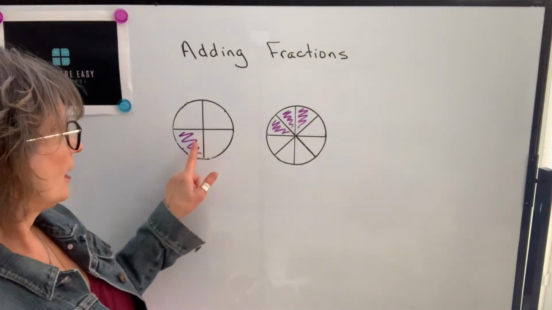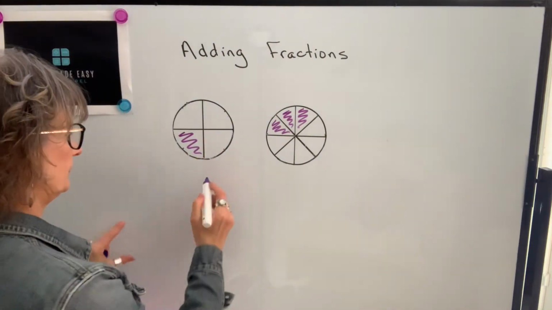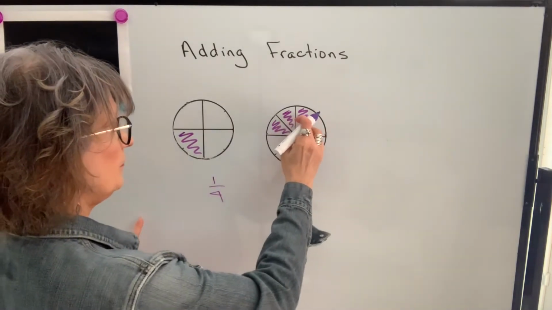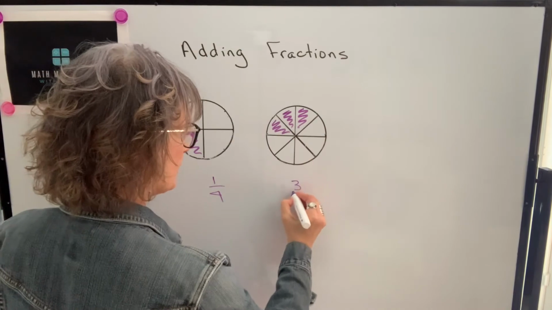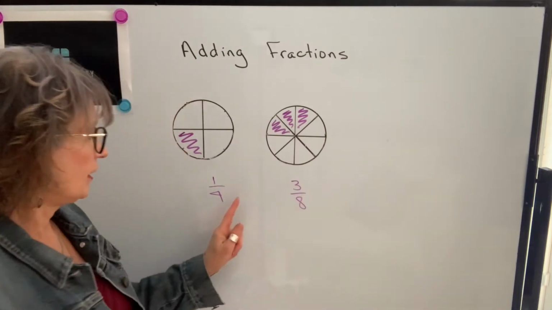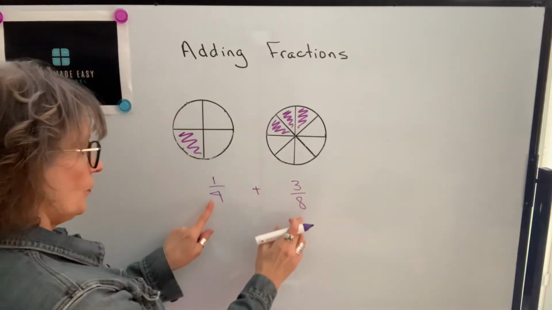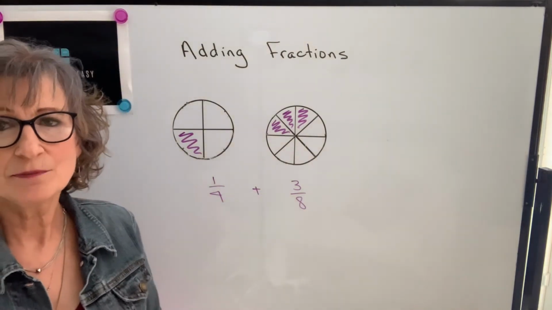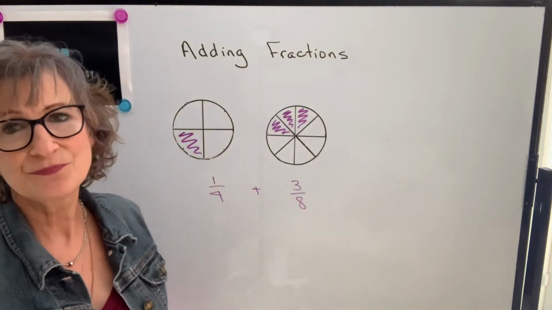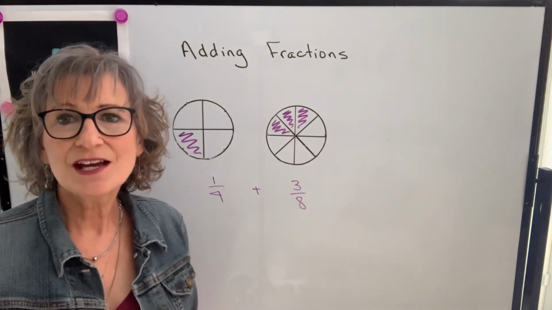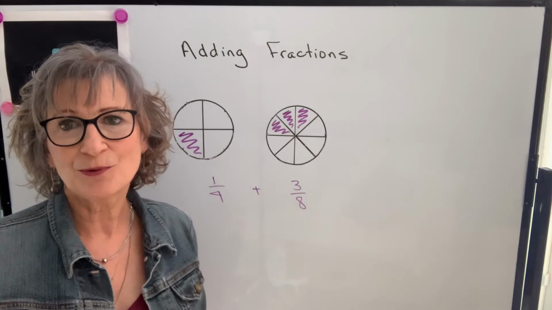Let's do another example. So let's say we have 1/4 of a pie, and we have 3 pieces out of 8, so we have 3/8 of a pie. And if we wanted to add those two numbers together, we can't do what we just did yet because we have different denominators. In order to add fractions, you must have the same denominator. You can't add them otherwise.